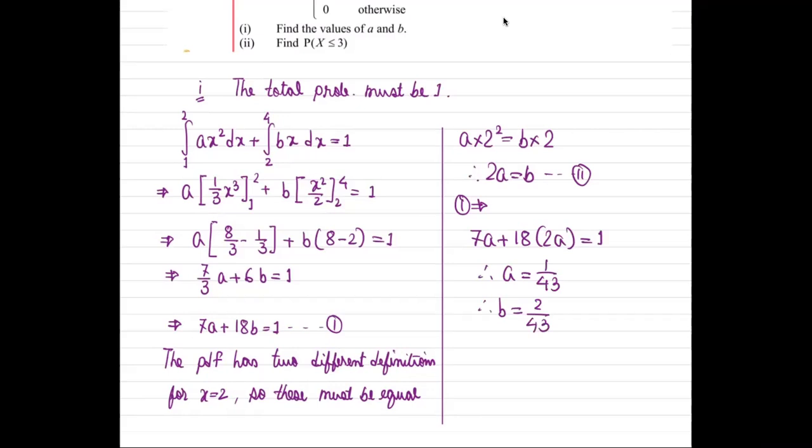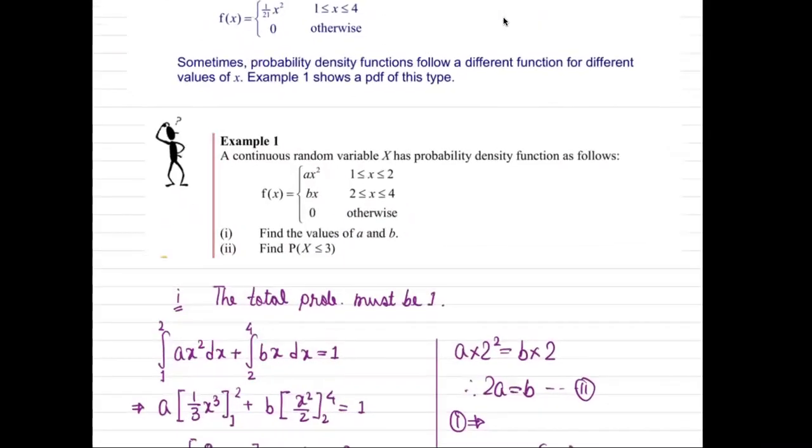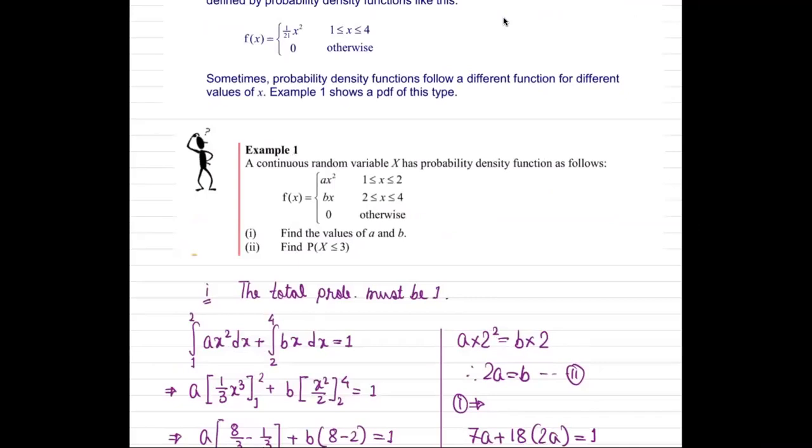Number 2, find the probability of x less than or equal to 3. We know that to find a certain probability, you have to integrate. Now you can see that x less than or equal to 3 includes this whole range and a portion of this range. So for part 2, we should write like this.